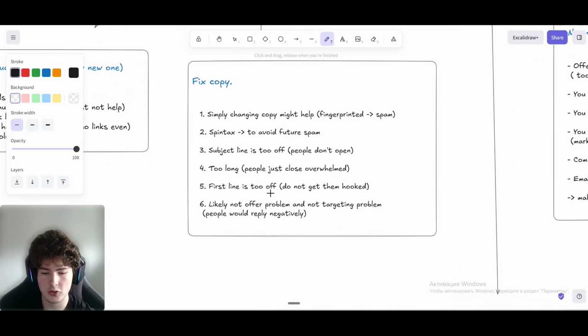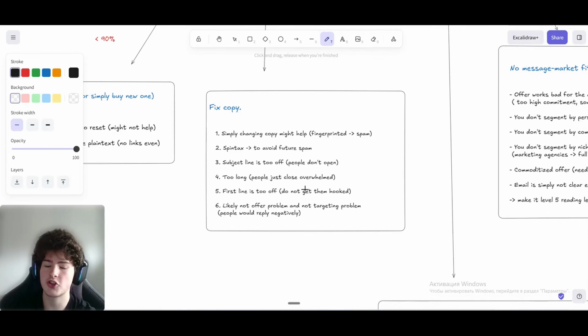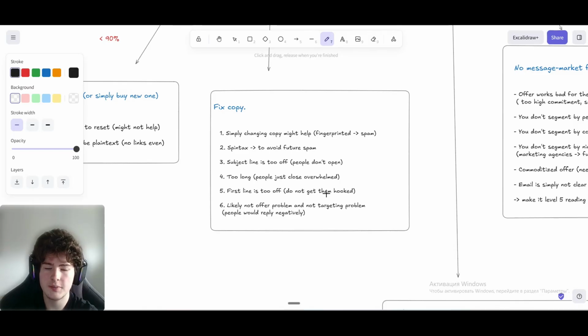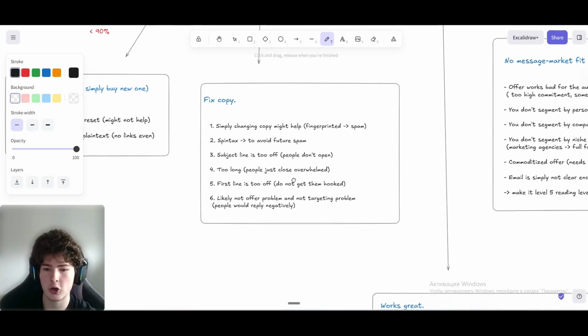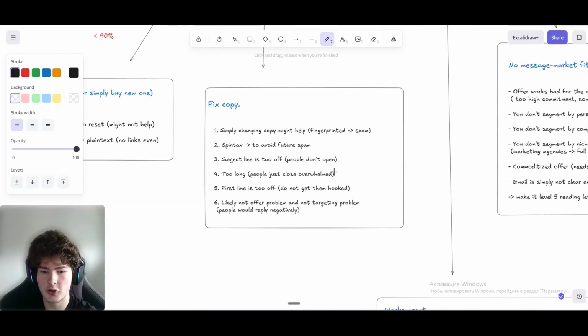Maybe the first line is too off, so it doesn't get them hooked. It's not getting them curious, and it's simply not relevant, right? Maybe you're messaging about cybersecurity to people who are running brick and mortar shops or a local bakery. It's not going to be relevant at all. That's why they're not even going to reply, or they're going to mark you as spam, which is even worse.